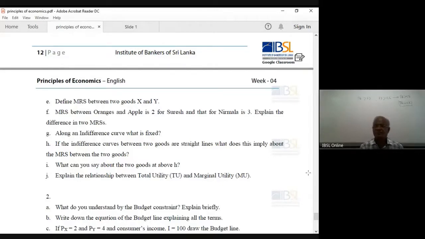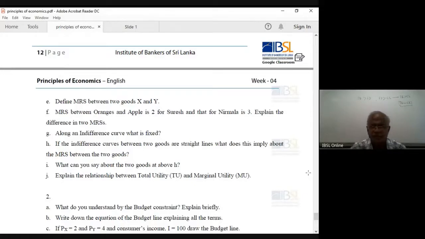Last week we said that the MRS is an individual-specific concept. We all are different because our MRS is different. Willingness to substitute two goods is different. That's why people are different. For example, these two consumers, Suresh and Nirmala, are completely different. Suresh is willing to give up 2 oranges to get 1 apple, but Nirmala is willing to give up 3 oranges to get 1 apple. Consumers' willingness to substitute one for the other is different. That's why we all are different, unique.